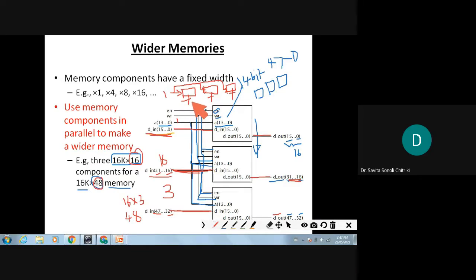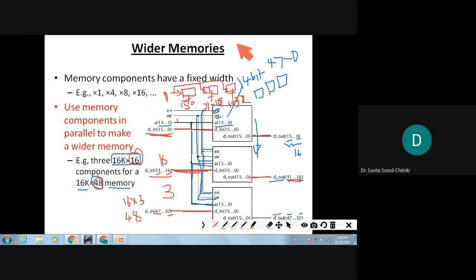I will get the data here from 0 to 15, and from the second memory I will get the data from 16 to 31. Sorry, 16 to 31. Then from the third one I will get 32 to 47. I just gave you the example of address number 1.